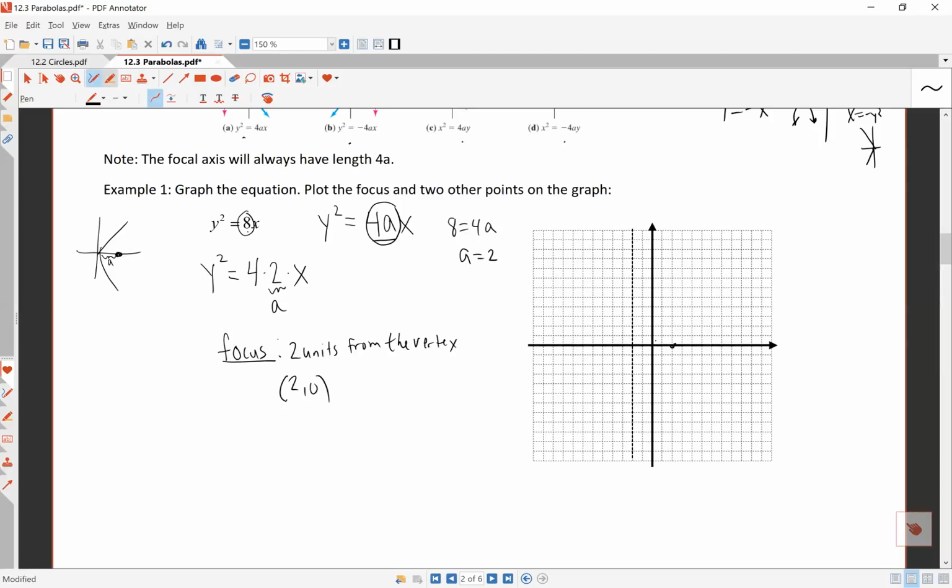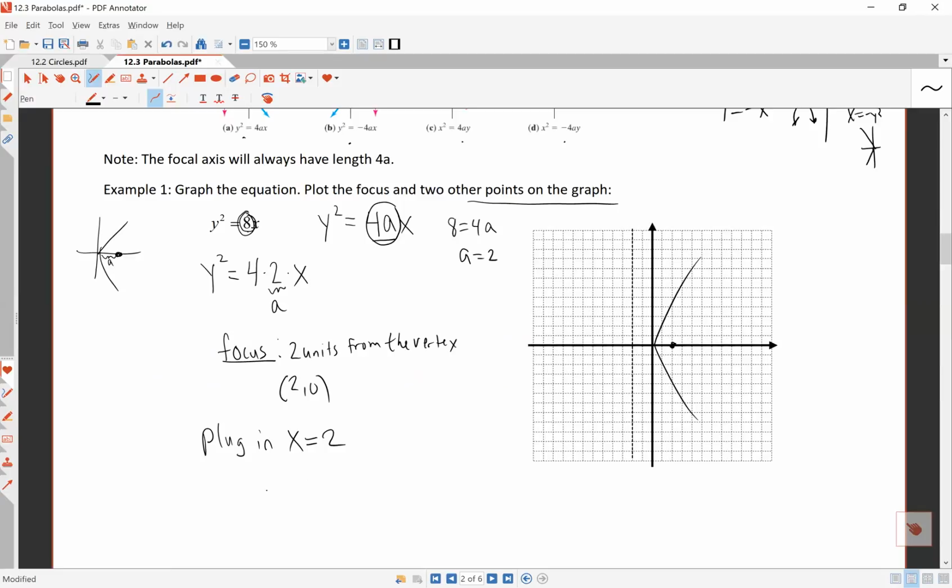Now, I know the parabola opens up something like this, but I want to get those 2 other points on the graph. And here's how you find those 2 other points. You always go to the point where x is equal to where the focus lies. So we're going to plug in x equals 2. And this is going to show us that our focal length is always this 4a or 8.